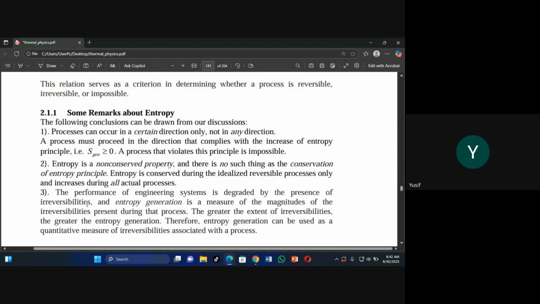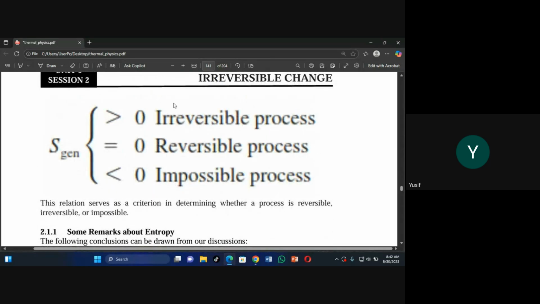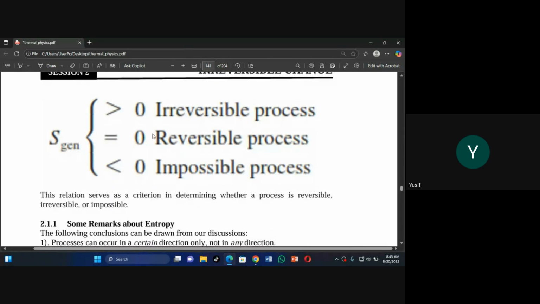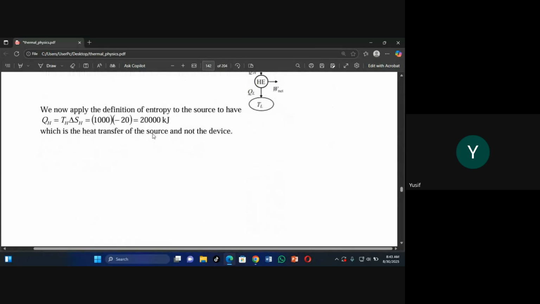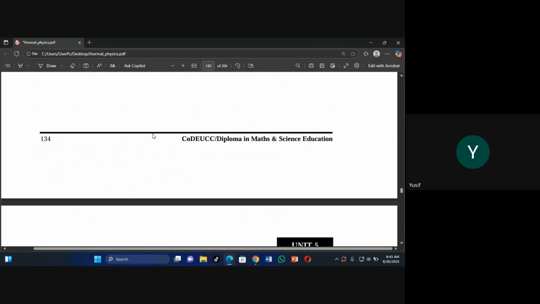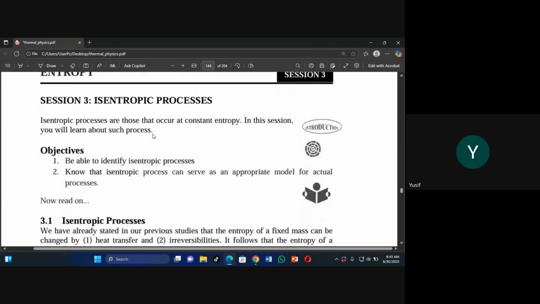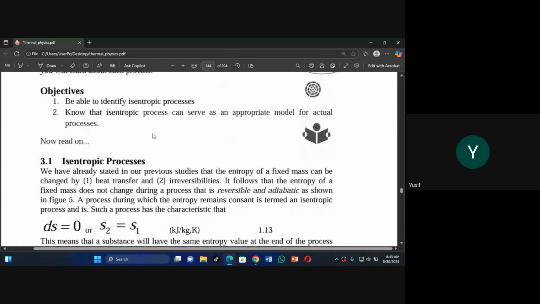Some remarks on entropy. So these remarks are just talking about what we have over here. So I think we can skip that. Then move on to the third section. We talk about the isentropic process.